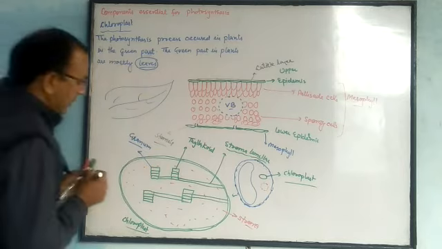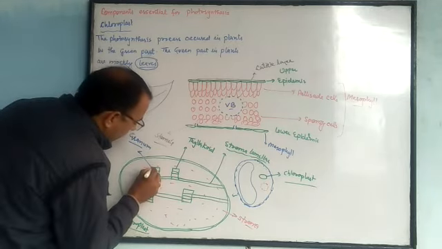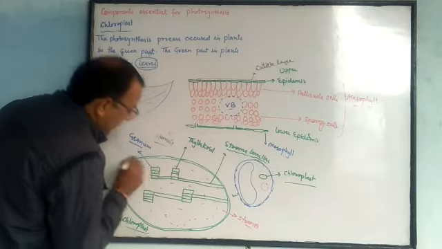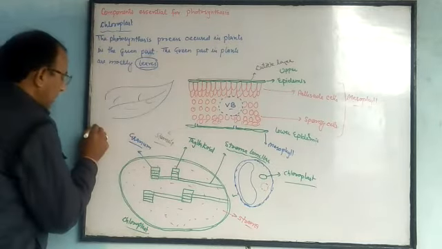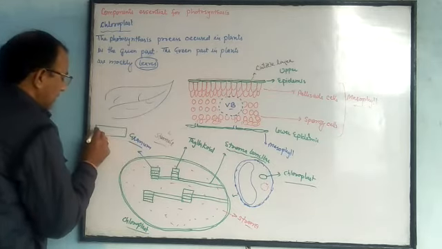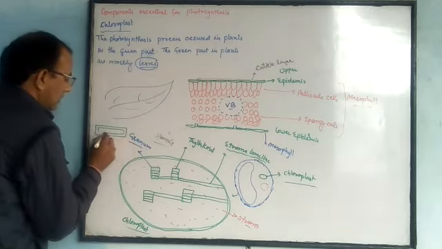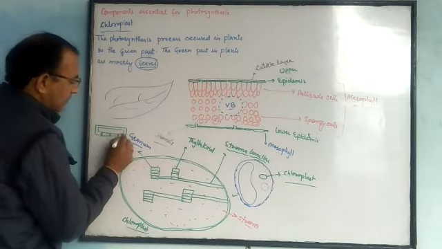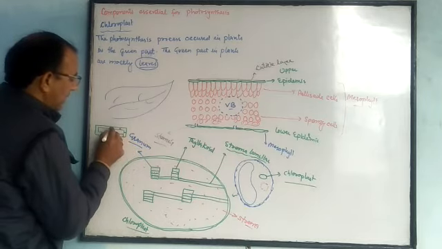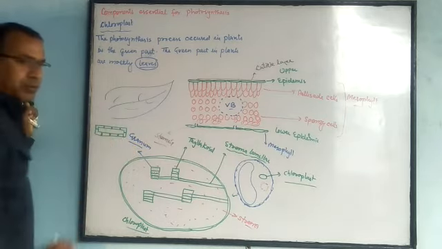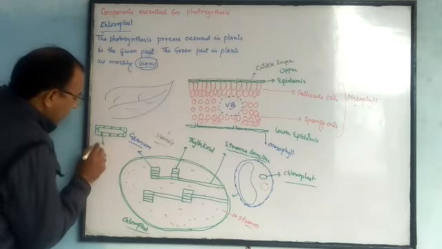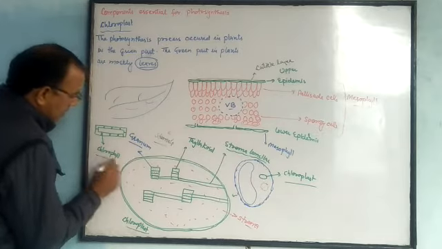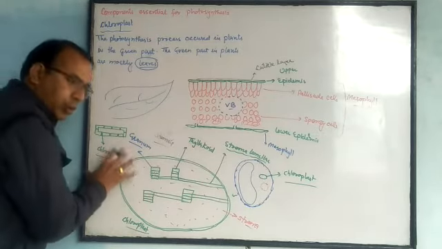In the thylakoid membrane, the green pigments are present. When we magnify this thylakoid, it has structures like this, and between these membranes there are green pigments. These green pigments are responsible for the absorption of sunlight, and the pigments are known as chlorophyll. This is the structure of a chloroplast.